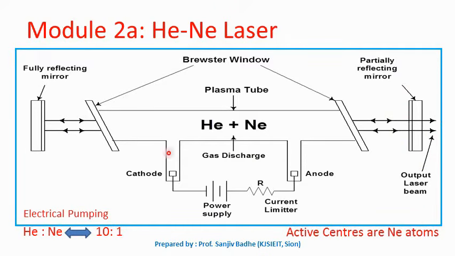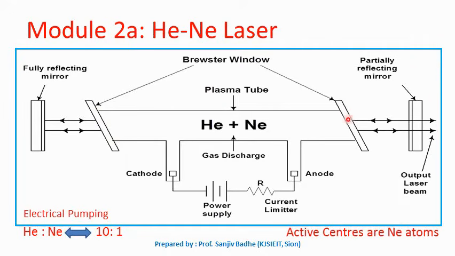The distance between these two mirrors is usually adjusted to be an integral multiple of lambda by 2, where lambda is the wavelength of the laser beam. Now the laser beam will come out of this partially reflecting mirror. What is the role of the resonant cavity? The role of the resonant cavity is to get the laser beam in one direction and to enhance the light amplification.